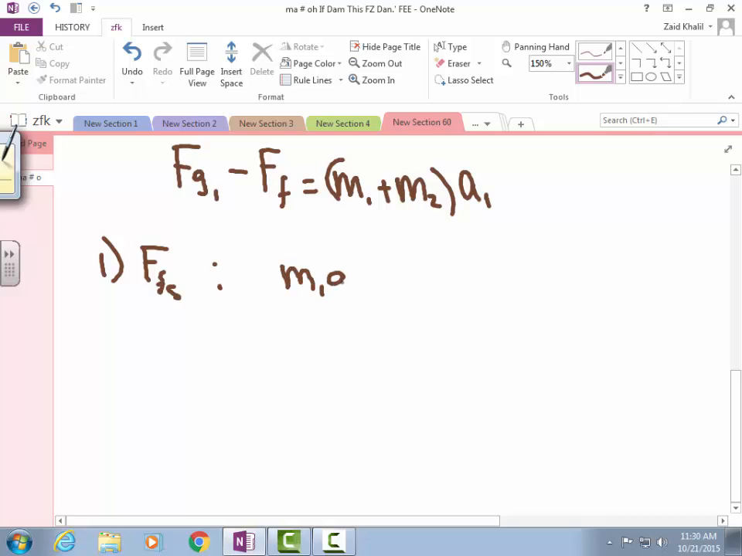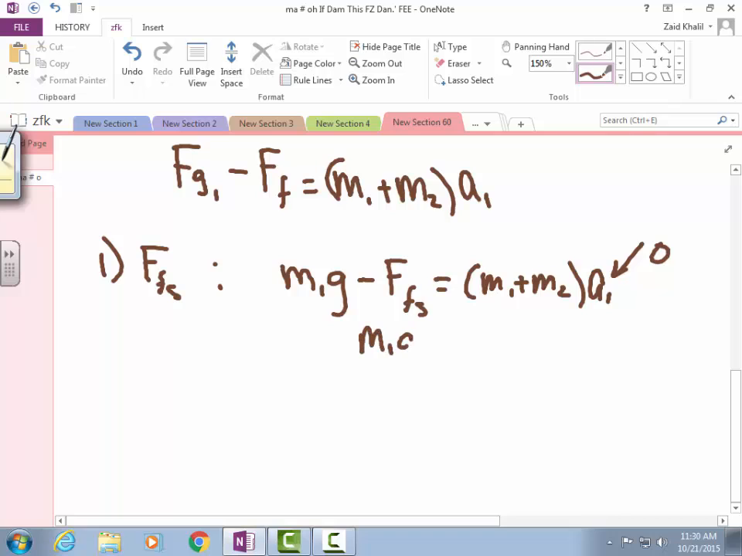We have M1G minus FFS is equal to M1 plus M2 times A1. But what is A1 equal to? 0. And so what do we end up with? That M1G is equal to FFS, which just exactly makes sense. What is that saying? That's saying that the force of static friction is precisely equal to what? The weight of the hanging mass. Does that make sense? Right? Because it can't be greater.